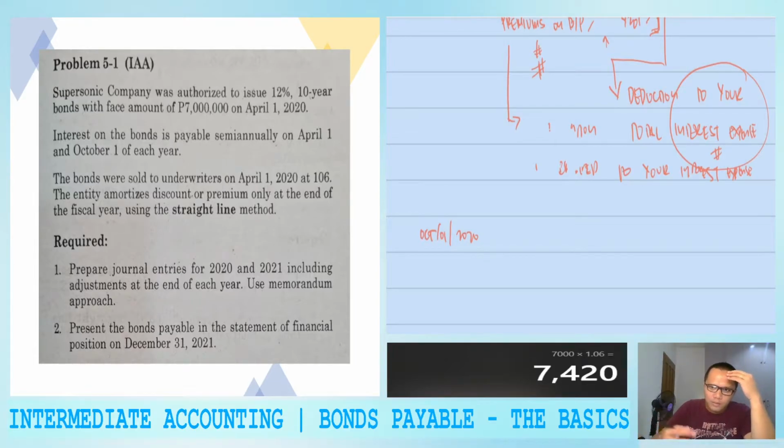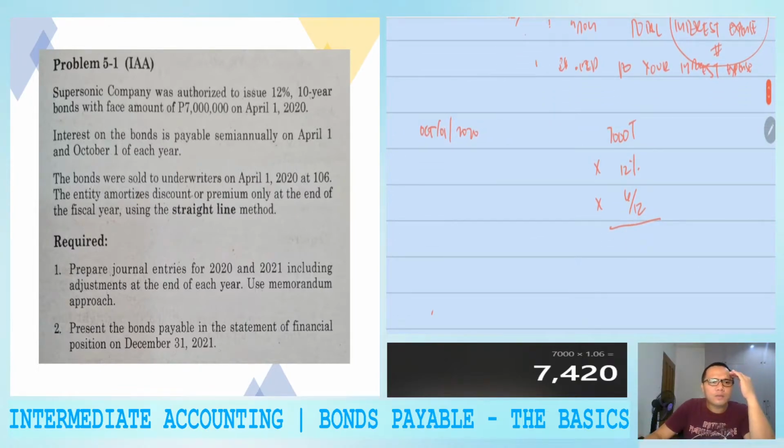So the regular interest payment, yung basis natin dyan, can remember this, is not the issue price, but the face amount. So that is 7 million times 12% times 6 divided by 12, 6 months divided by 12 months. Regular computation of interest. So that is 420,000. Okay?